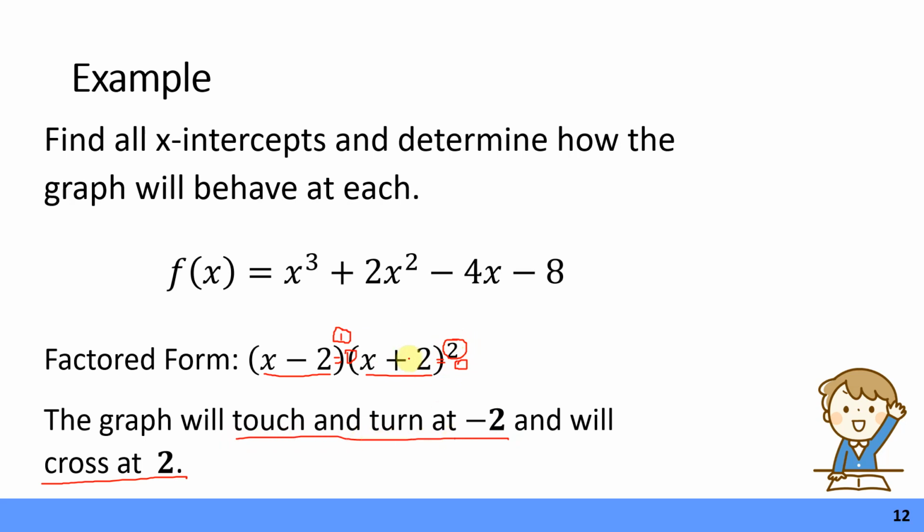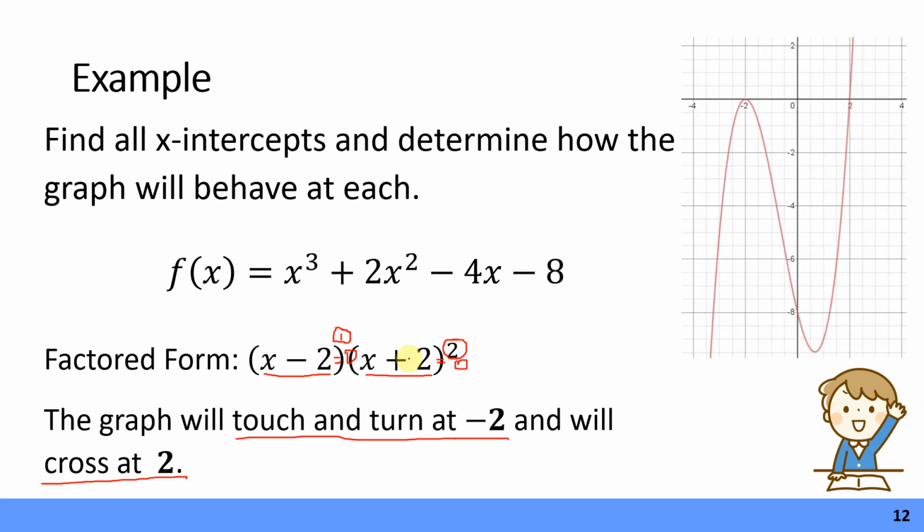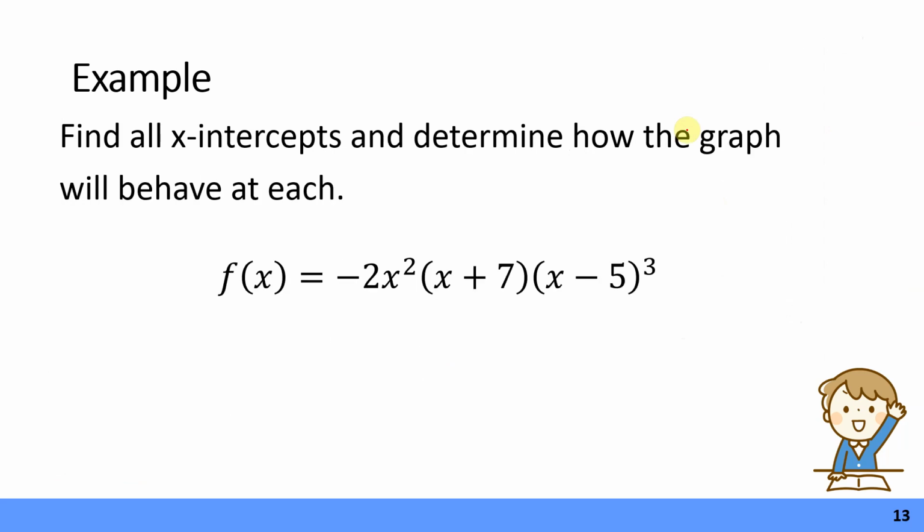Okay, I'm hoping you guys are liking these. They're not that terrible. And that's the graph. So again, just to explain what this means, it touches and turns at negative 2. So look at that. It touches and turns at negative 2. And then at the positive 2, it crossed. All right, let's keep on going.